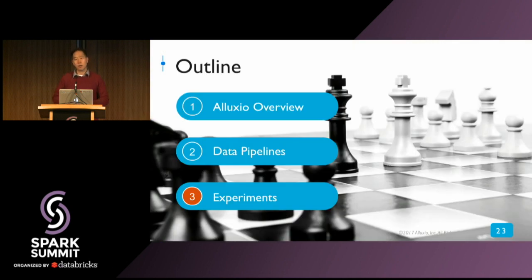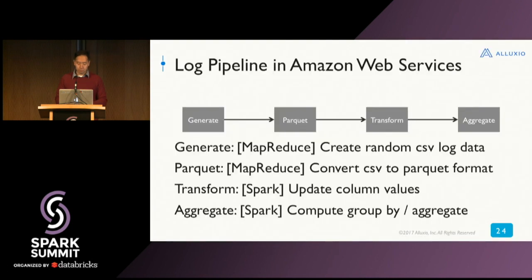Next I'll go over a brief example of a pipeline we ran with Alluxio, and show the benefits of Alluxio. Here's an example pipeline, a log processing pipeline that you can think of. We ran it in Amazon EC2. It's a 4-stage pipeline, and we've named the stages generate, parquet, transform, and aggregate.